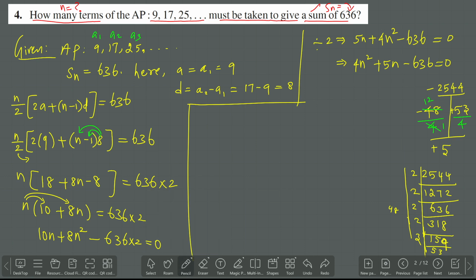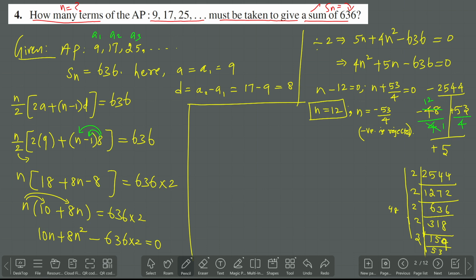Then I am going to write the answer as n minus 12 equal to 0 and n plus 53 divided by 4 equal to 0. Then n equals plus 12 and n equals minus 53 divided by 4. A negative value and a rational number is rejected for n. So the negative value is rejected. Understand? Then we can take the n value as 12.